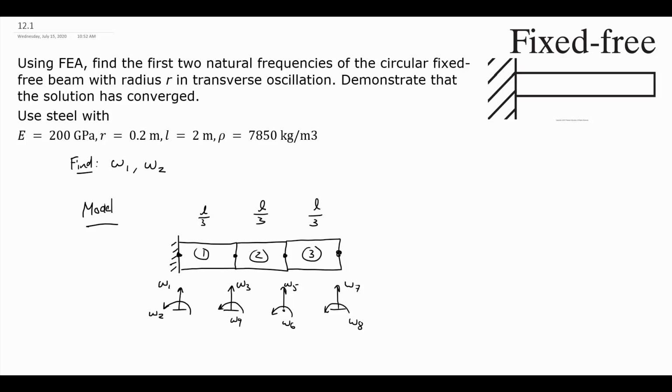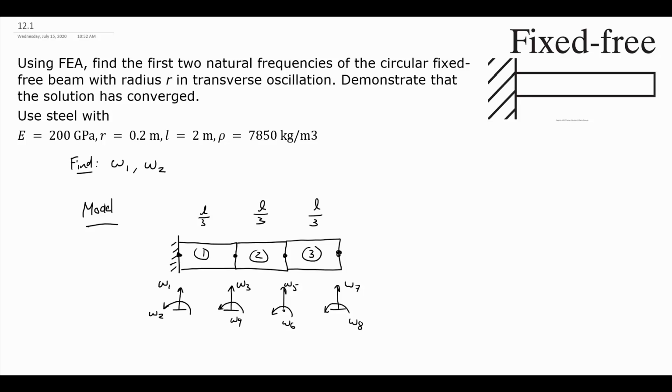As we add more elements, we're going to be adding more degrees of freedom because we're adding more nodes, and each element is going to get smaller. In this problem, every element is going to have the same cross-sectional area. Every element will have the same area moment of inertia, Young's modulus and density. The material is constant, the cross-section is constant.